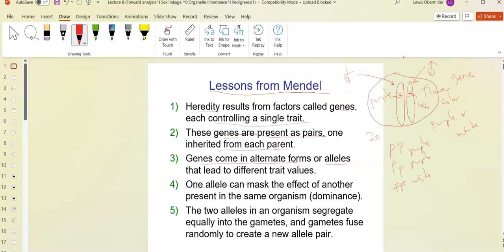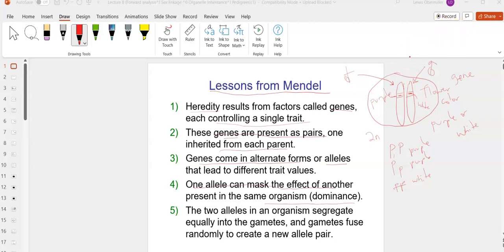We know one allele can mask the effect of another, and so in that case that's called dominance. And in this case, it's not really masking, it's just kind of overpowering it. This isn't present, so we discussed this. Let me move this. There we go.